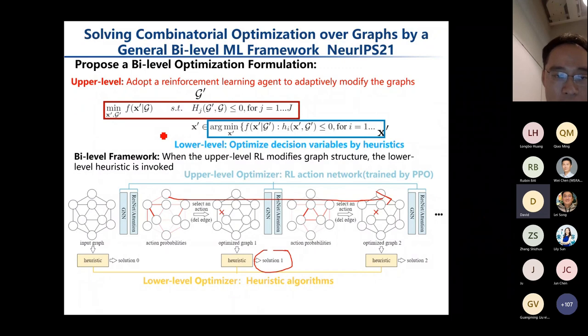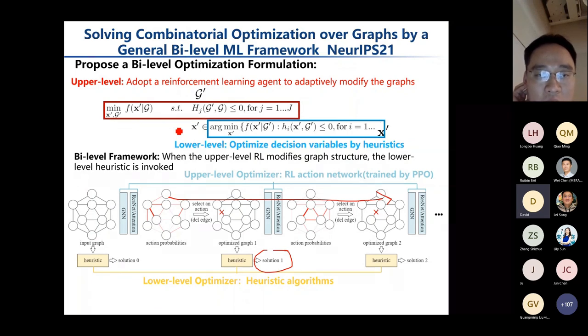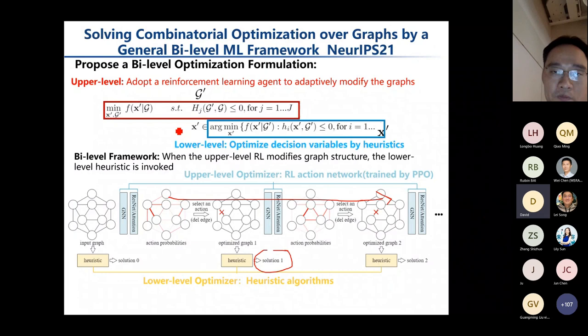But here we even tighten the constraint, because when we have a modified graph, we have a tightened constraint that ensures the new solution is still in the feasible domain. But interestingly, we find that even when we tighten the feasible domain, we can even get a better solution.